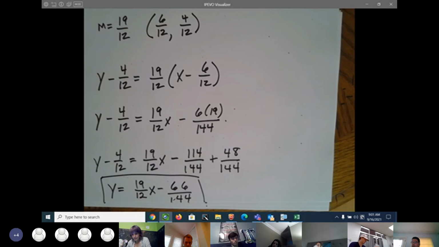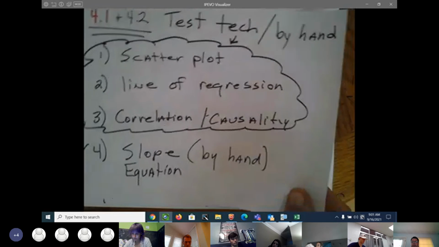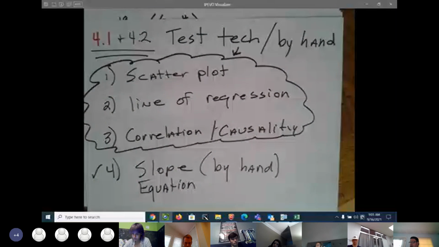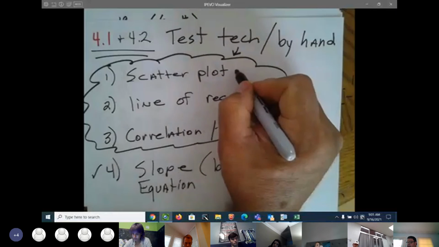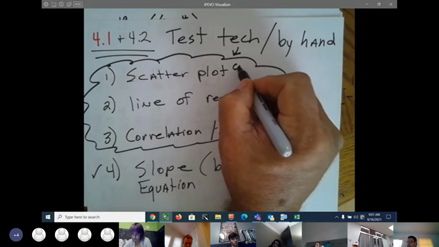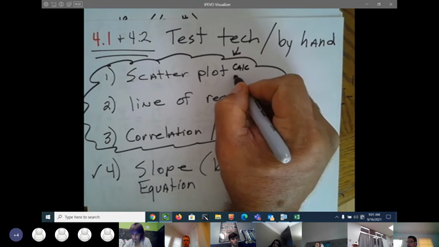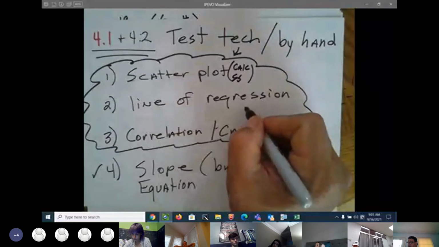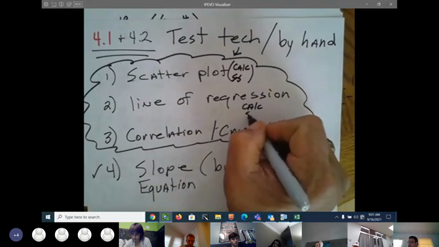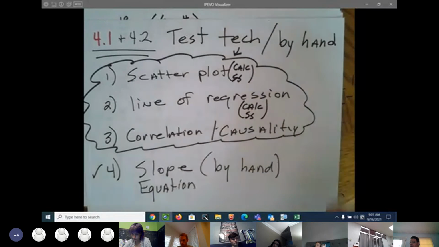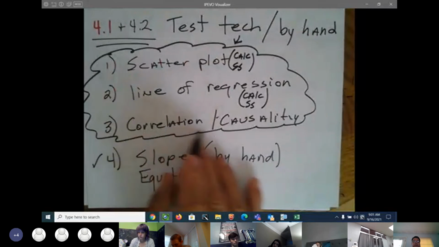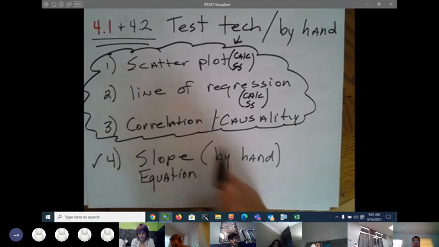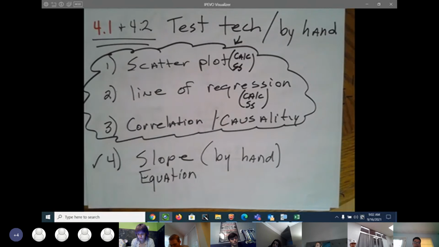So, we went over the scatter plot. We went over how to do a scatter plot on the TI, on the calculator, and the spreadsheet. Line of regression, we did that with the calculator and the spreadsheet. Causality and correlation, we discussed that. And we discussed slope and equations. Question, gripe, complaint.